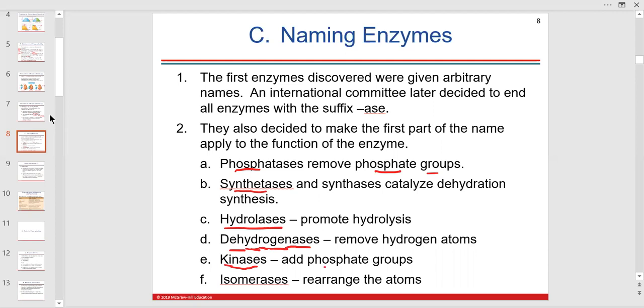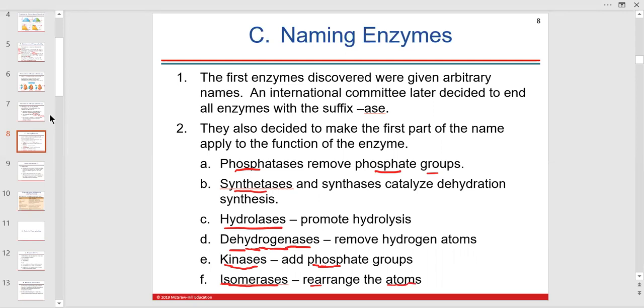Kinases add phosphate groups, so they're phosphorylating. Sometimes we need to do that to make ATP, actually. Isomerase: an isomer is basically the same chemical formula but a different chemical shape, where the carbons may be arranged differently, especially in organic chemistry. It might just change the shape a little bit, so it rearranges the atoms, maybe to perform a function, like stopping a reaction.